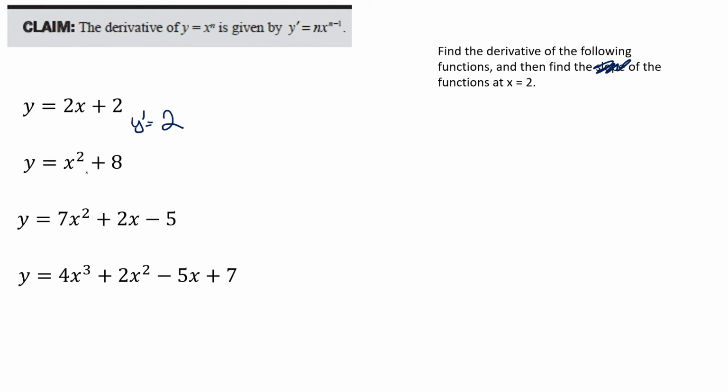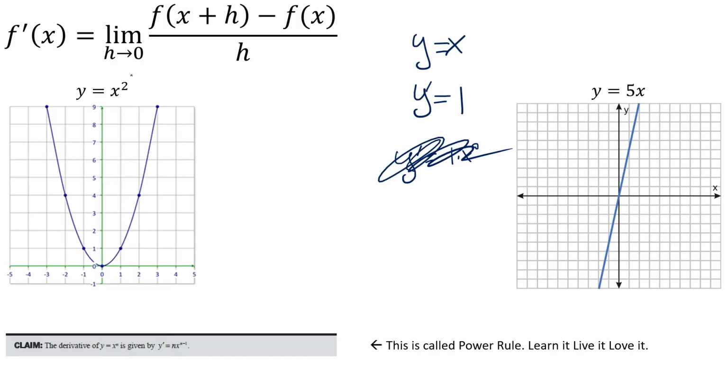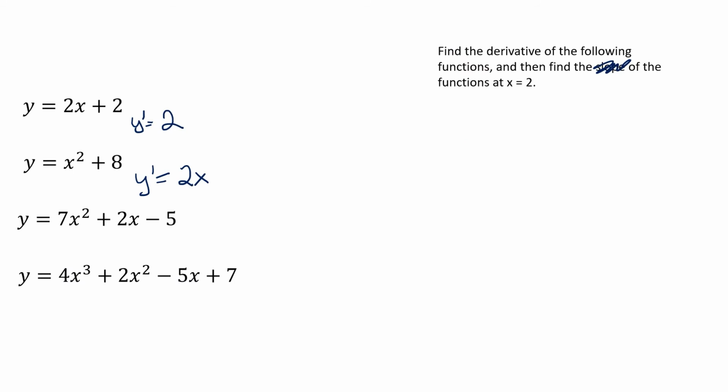Now let's look at this one. We have x squared plus 8. We already know that 8's going to go away. The x squared is going to turn into, we take the 2, put it in front, 2x, and then we subtract 1 from 2 in the exponent, which just leaves us with 1. So y prime equals 2x. You'll notice that's the same that we got for this, even though this has a plus 8. That 8 just goes away.